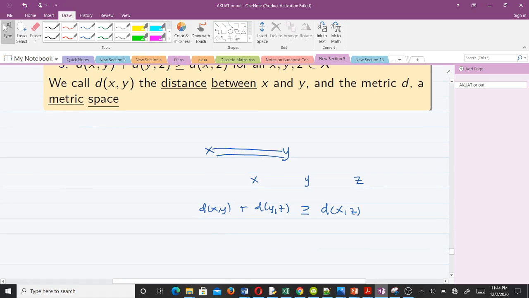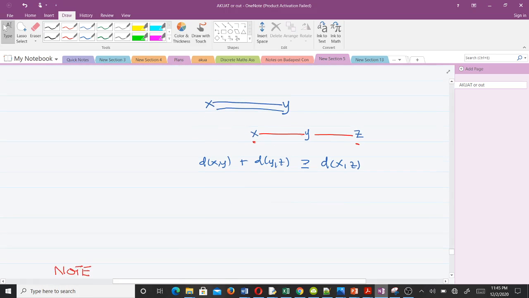For instance, when you have these 3 points x, y, z, you could see that with this particular one, the distance between x and y plus the distance between y and z will be the same as the distance between x and z. They'll be equal, right? So that's when the equality holds here. But let's say we have something like this: there's our point x, there's our point y, and there's our point z.